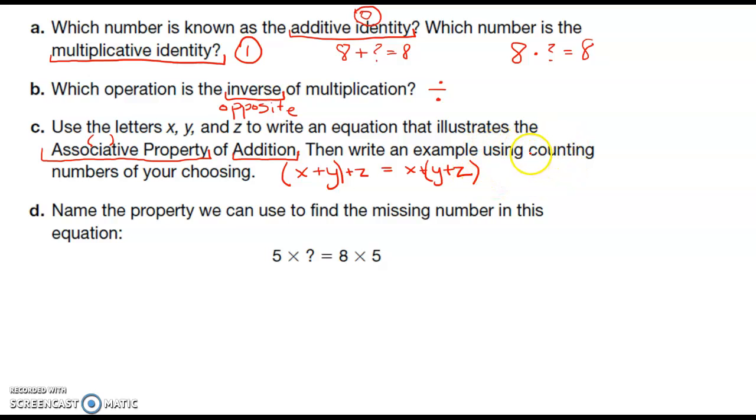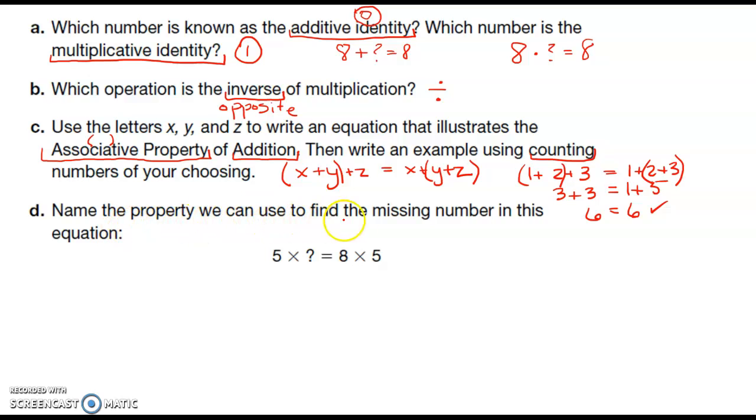So it says to use counting numbers. So I can do 1 plus 2 plus 3, 1 plus 2 plus 3, and I'm just going to change my parentheses. And you'll find we get the same answer. So 1 plus 2 is 3, 3 plus 3 is 6. Over here I get 1 plus, and I have to do my parentheses first. So 1 plus 5, which is 6, and that checks out.